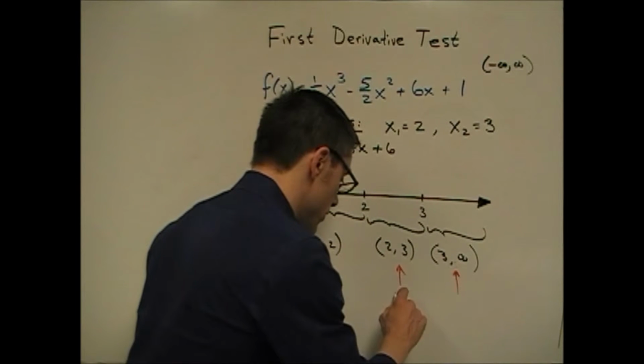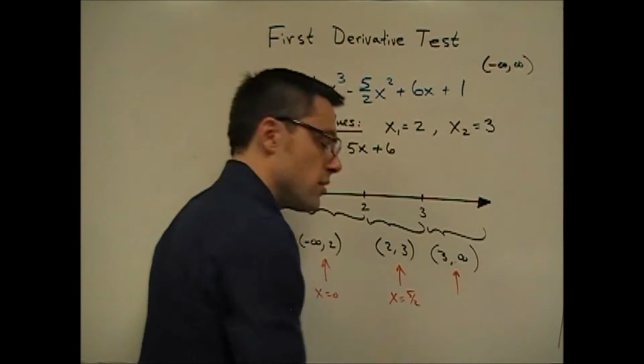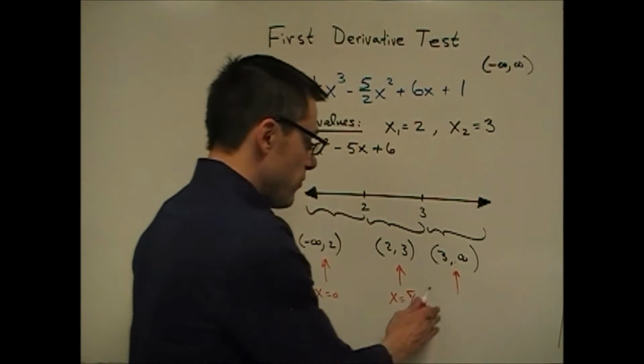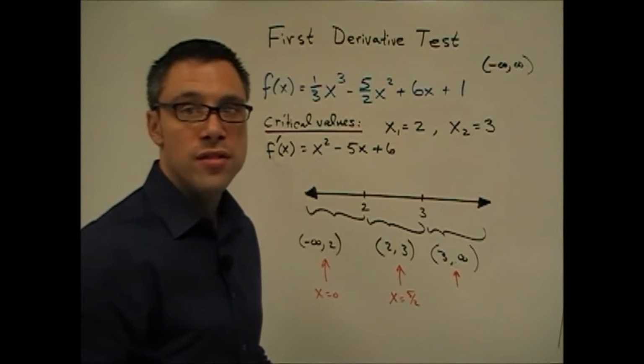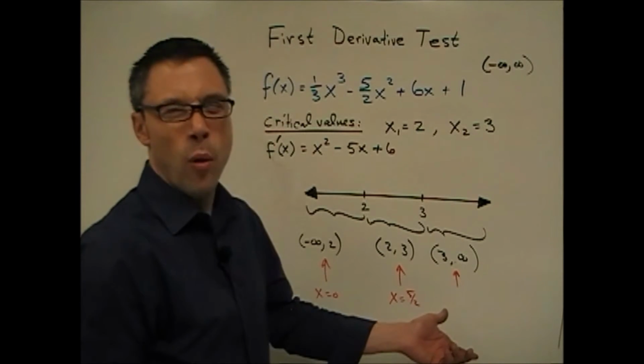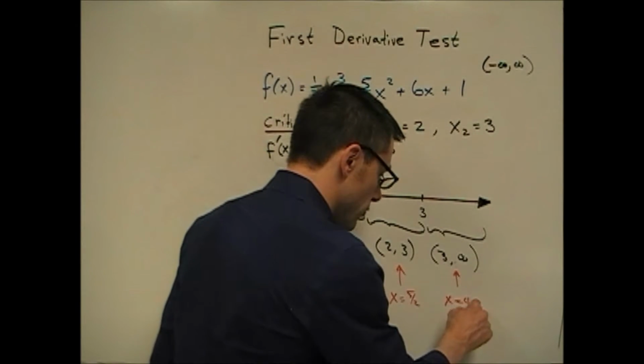So probably 5/2. I'll let x be 5/2. That's an easy fraction to work with. And finally, I'll pick a number in this interval. And again, I'm going to choose the lowest integer value if possible. Looks like 4 is a good point. So x is equal to 4.